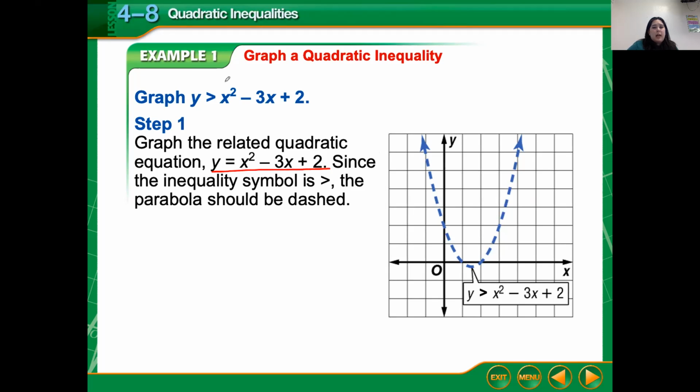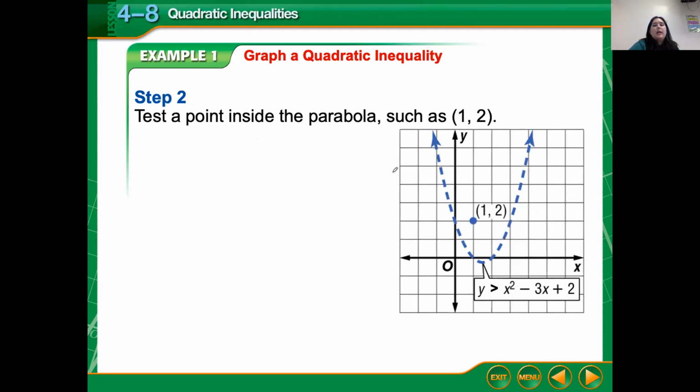And because we have a less than or greater than symbol, there is no equal to, so our line will be dashed. Then, if you're doing this by hand, you're going to pick a coordinate point, test it, and see if it gets you a true or false statement. If it's a true statement, you're going to shade that region. If it's a false statement, you're going to shade the other region.